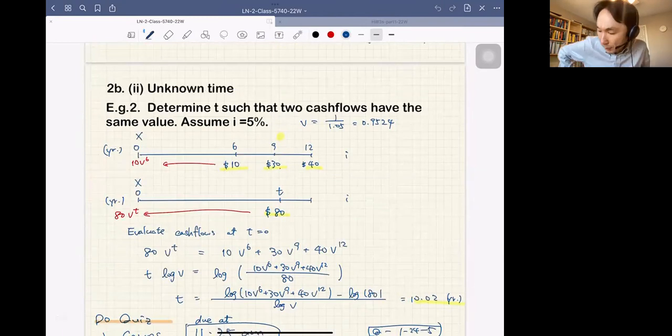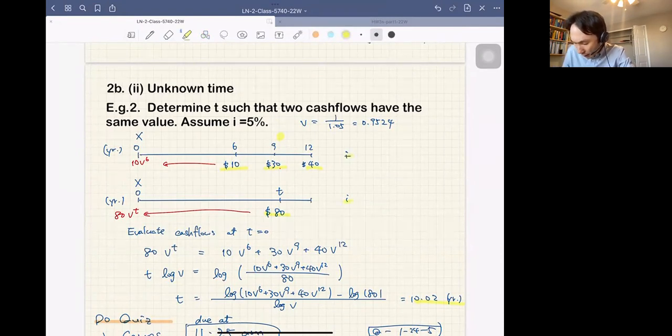So we have solved the problem for unknown time. Basically, two people have the same amount at time 0. One person withdrew $10 at time 6, $30 at time 9, and $40 at time 12. Then the fund is depleted. Another person has X dollars at the beginning and the same interest rates, and withdrew $80 at time T. Then the fund reaches zero balance.